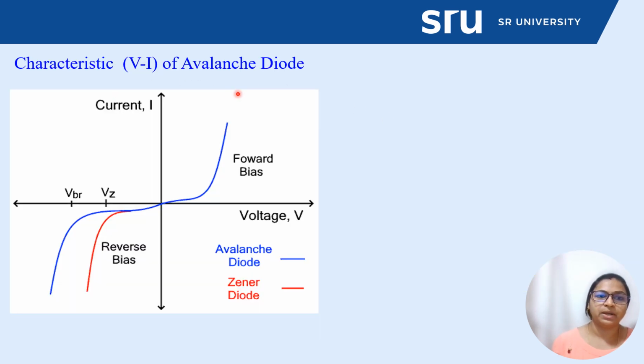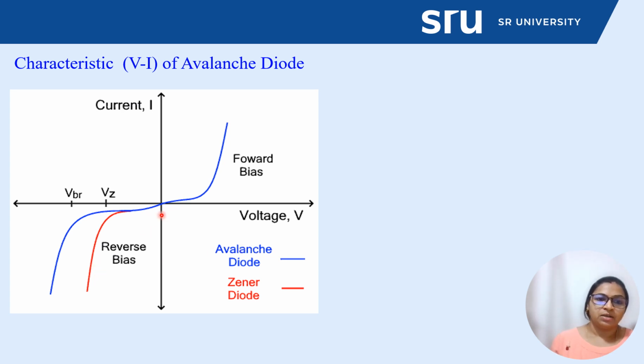Now we'll move on to how this avalanche diode works. This is the typical IV characteristic, the voltage with current characteristic, of the avalanche diode. This blue line is the IV characteristic of the avalanche diode, and this red part is kept as a reference for the Zener diode. We know that a normal PN junction diode allows electric current only in the forward direction, whereas the avalanche diode allows electric current in both forward and reverse conditions.